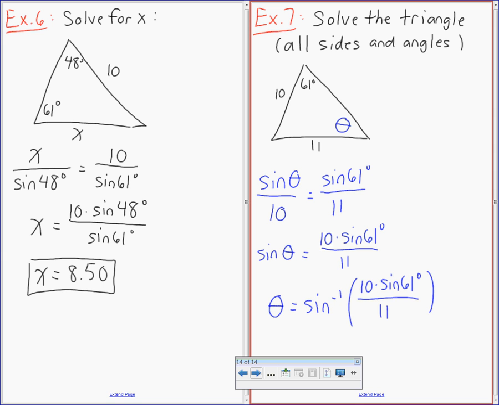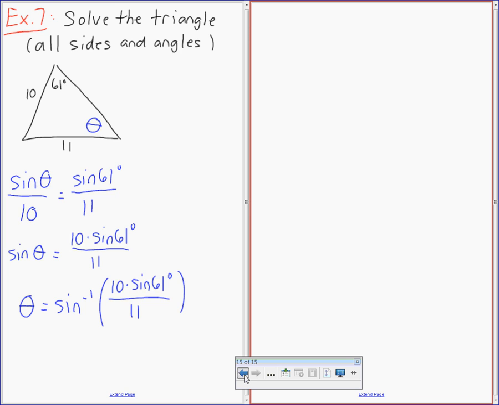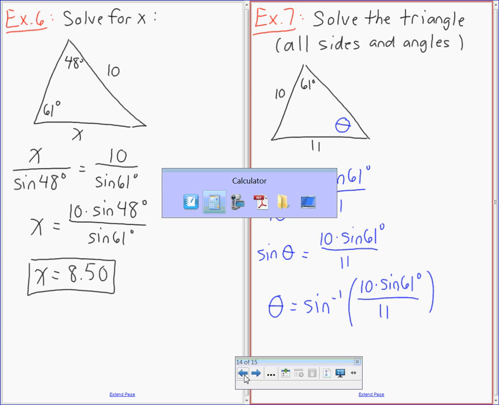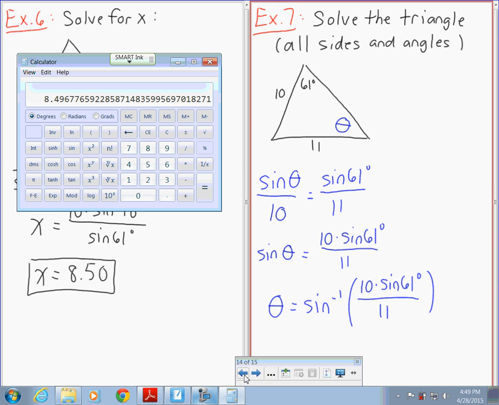I'm going to show you how I do that in my calculator, because if you have a super duper calculator, you can do it all in one step. But for me, I can't. So what I'm going to do is this. I do the inside bracket first. I'm going to do 10 times sine 61 equals, divided by 11 equals, and then do inverse sine. And I get 52.67 degrees.